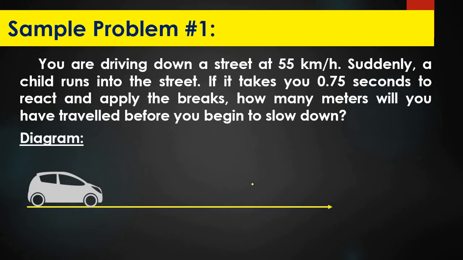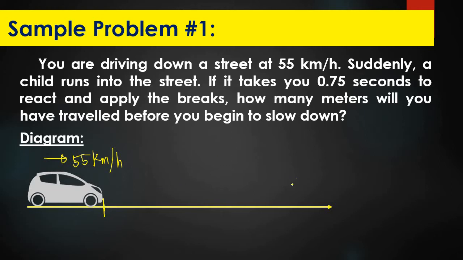You are driving down a street at 55 kilometers per hour. Suddenly, a child runs into the street. If it takes you 0.75 seconds to react and apply the brakes, how many meters will you have traveled before you begin to slow down? This is his starting point, at 55 kilometers per hour. That's your direction. That's why it's positive.